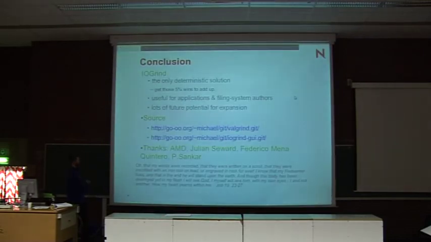The only deterministic solution, yeah, get those 5% wins. If you have 10 5% wins, that's pretty good. But if you didn't have any one of them because you couldn't measure it in the noise, that's pretty sad, particularly because many of these optimizations can slightly confuse the code flow and make things more complicated, yet hard to argue for, but really, really important. So yeah, iogrind is useful for applications and file system authors. Lots of potential for expansion if you want to play with it and have a hack.